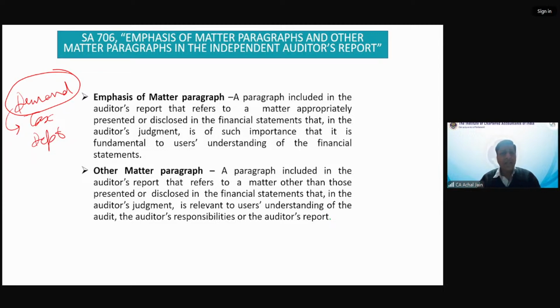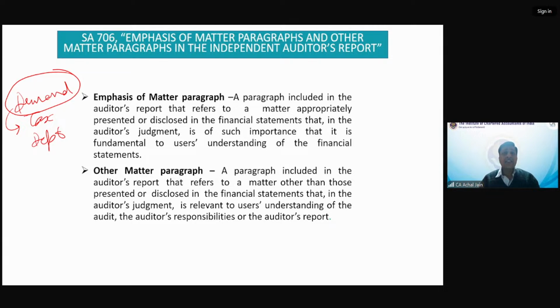Everyone understood so far? So that means, in respect of this matter, opinion cannot be modified. Correct? So the conclusion of the auditor is not to get into a modification. Now, in respect of this matter, opinion is going to be unmodified.